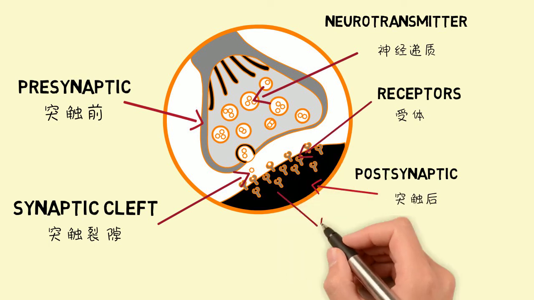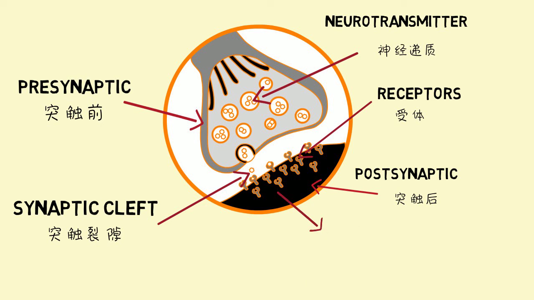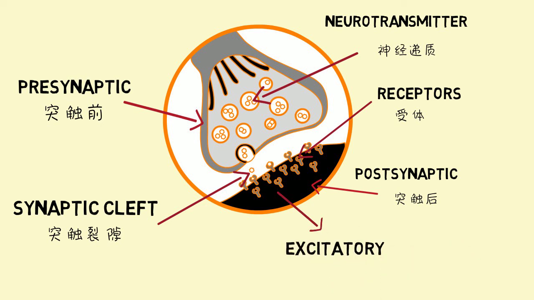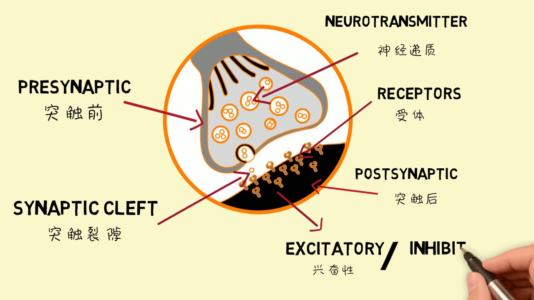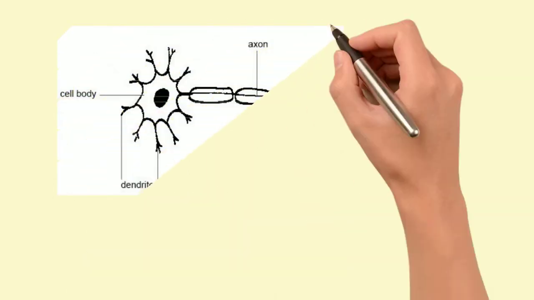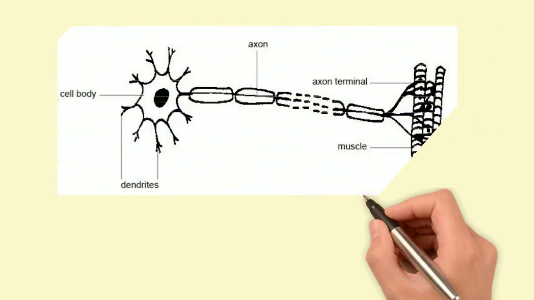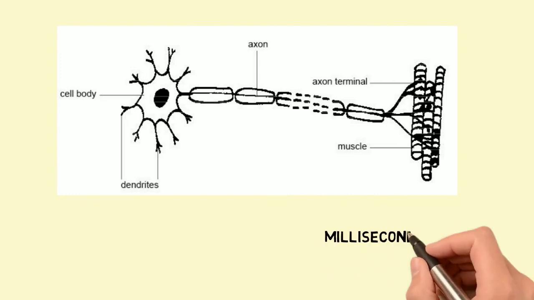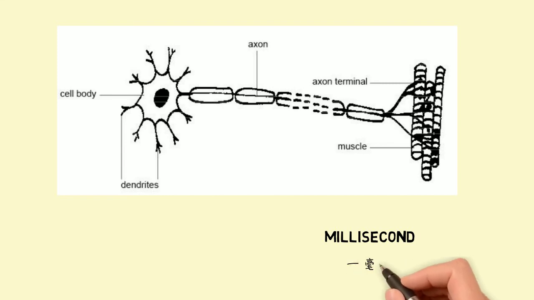Depending on the type of receptor, the resulting effect on the postsynaptic cell may be excitatory, inhibitory, or modulatory in more complex ways. For example, release of the neurotransmitter acetylcholine at a synaptic contact between a motor neuron and a muscle cell induces rapid contraction of the muscle cell. The entire synaptic transmission process takes only a fraction of a millisecond, although the effects on the postsynaptic cell may last much longer.